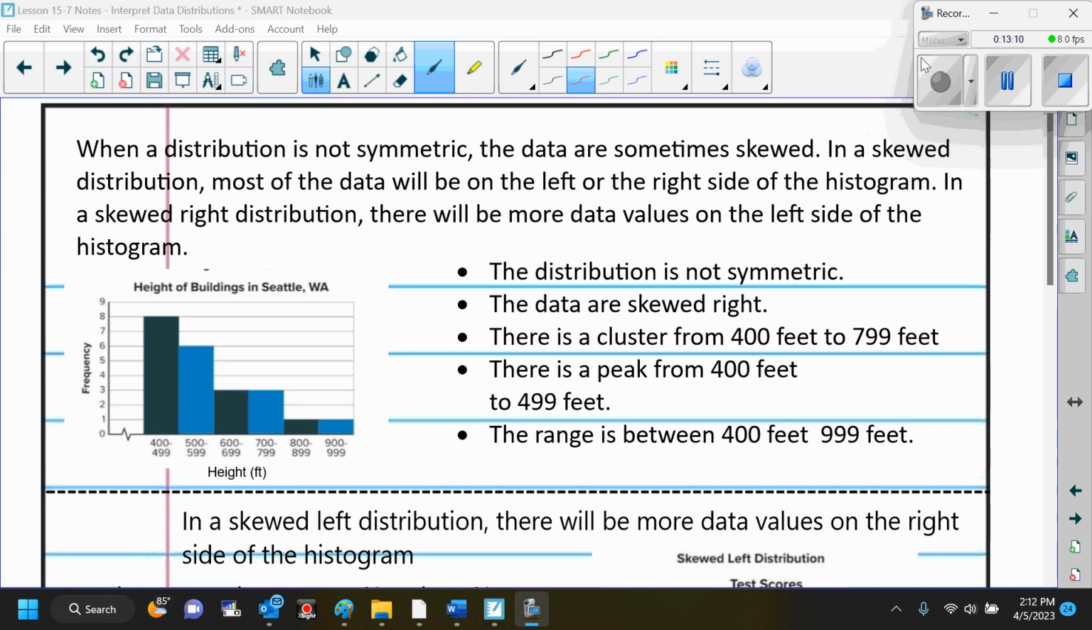All right, so when a distribution is not symmetric, the data are sometimes skewed. Okay? So here's an example of one that is not symmetric. In a skewed distribution, most of the data, again, will be on the left or the right side of the histogram.